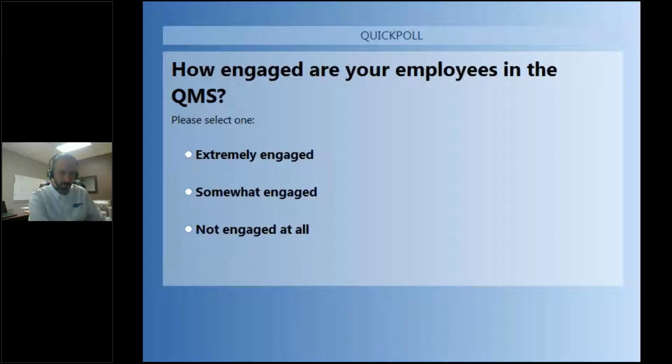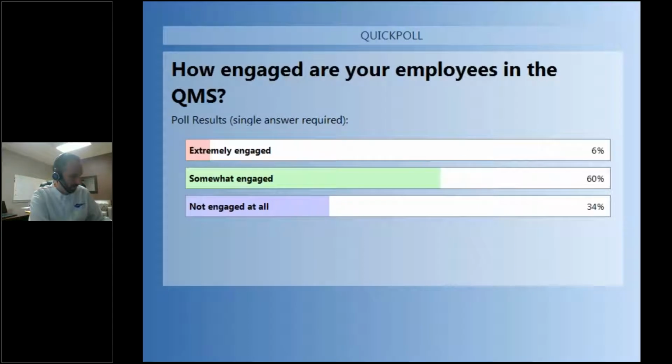All right, so for employees, this is a higher percentage compared to management. 33% say they are not engaged at all, compared to just 3% not supportive management. 62% say somewhat engaged, and only a very small fraction, 6%, say they are extremely engaged. So I'm going to close the poll and share the results with everyone. Okay, so that's 60% somewhat engaged, 6% extremely engaged, and 34% not engaged at all.